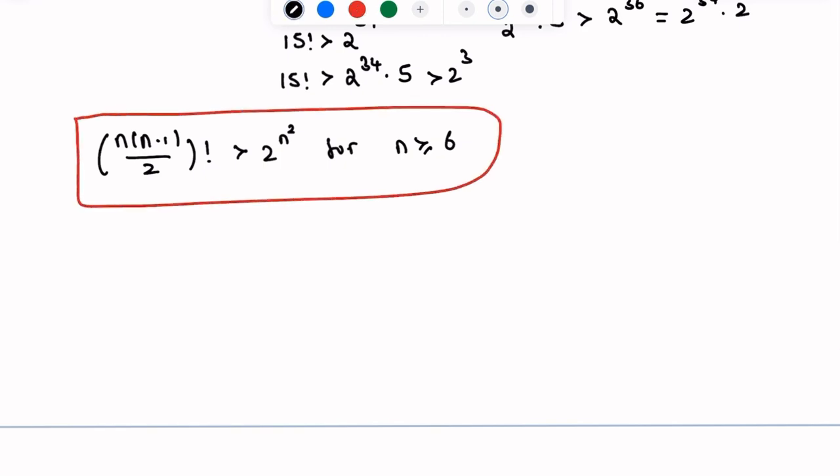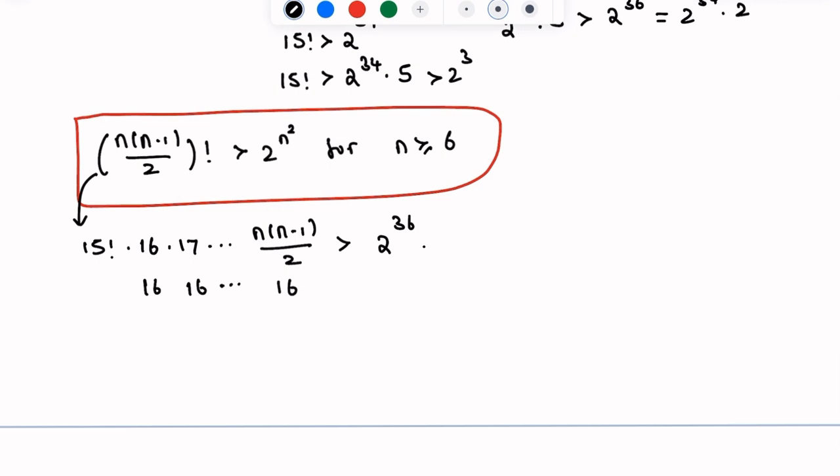And the way we can do it is, well, we have 15 factorial. So this left-hand side here is the same as 15 factorial times 16, 17, all the way up to n, times n minus 1 over 2. And now we know that this is bigger than 2 to the power of 36 times... now, what I'm going to do is say, well, we know that it's bigger than all of this remaining stuff. I'm just going to say, what if all these individual numbers were just 16? Well, it has to be bigger than 2 to the 36 times 16 to the power of however many 16s are here, which is going to be n times n minus 1 over 2 minus 15.